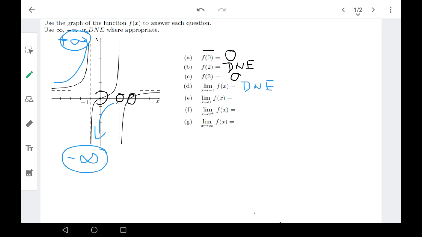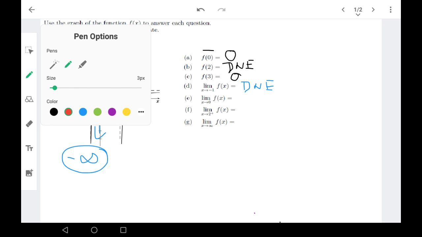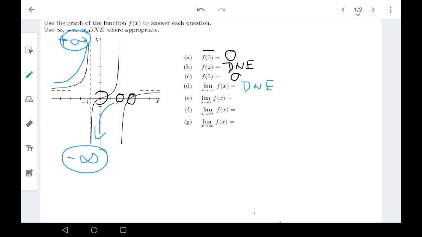So for E, the limit of f of x as x approaches 0. What it's telling you here is to look at what is happening at x equals 0. Can I approach from both sides to the same y value? If I approach the 0 from here, I'm approaching y equals 0. If I go from this side, I'm also approaching 0. So if the two-sided limits are the same, then the y value that I'm approaching is the limit.